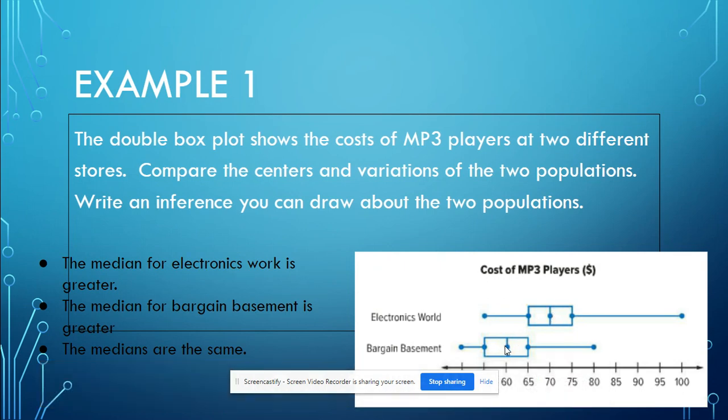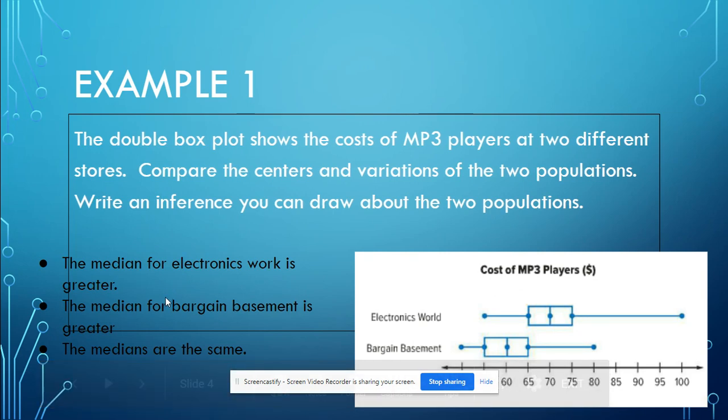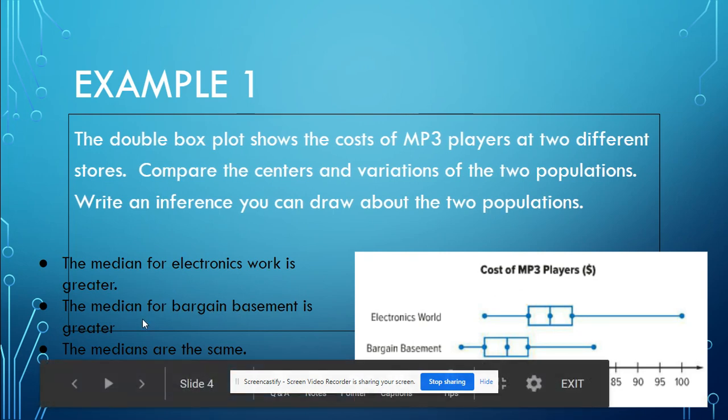So we should be able to make the conclusion that the median for Electronics World, that shouldn't say world, is greater. That's the one that's true. Median for Bargain Basement is greater is not true because it is lower. This was 70, this was 60. And you'll see that on the next slide, 70, 60. We cannot assume these medians are the same because they don't fit at the same value.